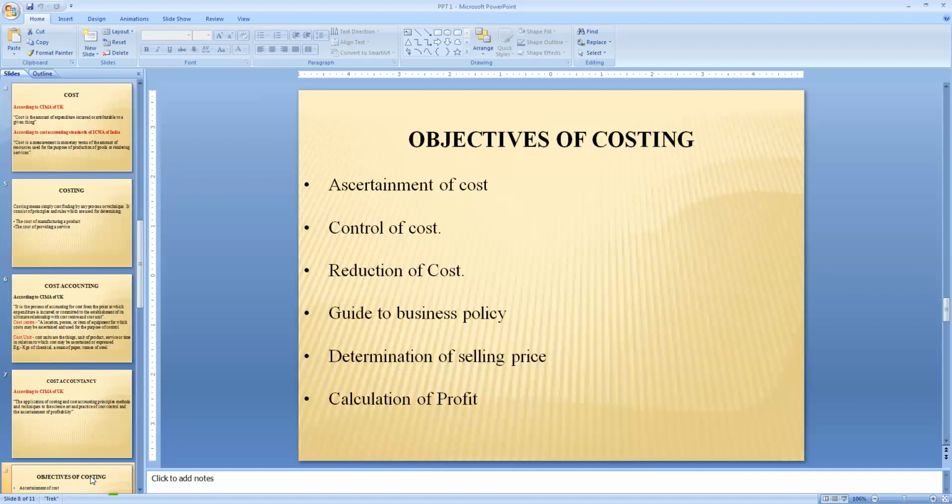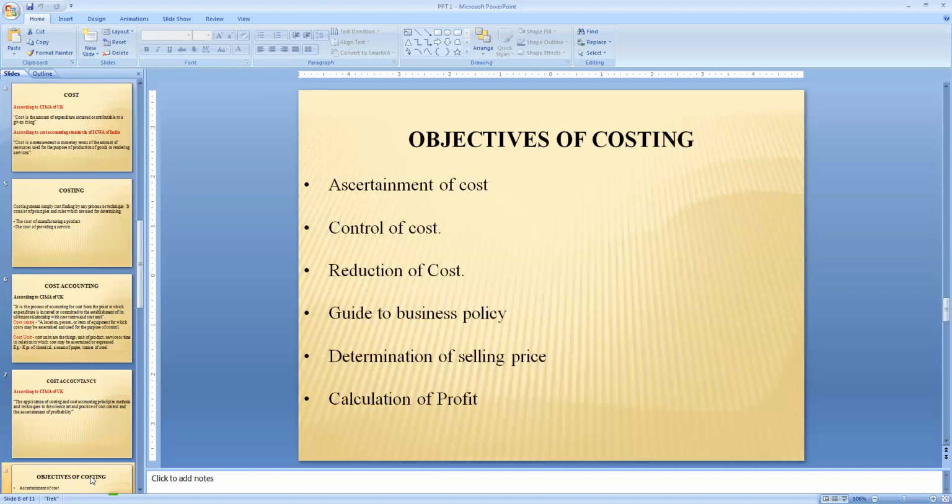And the next one is reduction of cost. If it is not wasteful expenditure, if it is badly needed and the expenditure has to happen, then we can see how the cost can be reduced, by what methods the cost can be reduced. So that is also one of the objectives of costing.